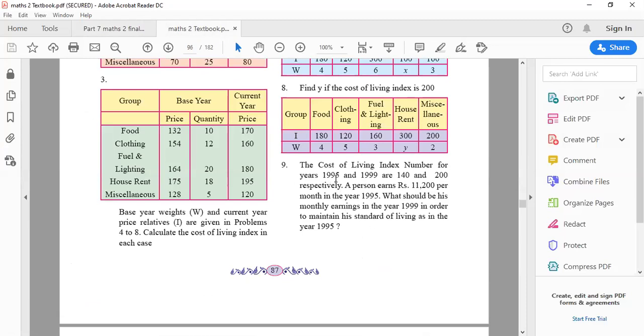The CLI for 1995 and 1999 are 140 and 200. That means you are given the CLI of the base year and current year. A person is earning 11,200 per month in the year 1995. So a person was earning 11,200 in the base year. What should be his monthly earnings in the year 1999 in order to maintain the standard of living as in the year 1995? So you have to find out and tell them how much income should he earn today in the current year so that he can maintain the same standard of living.